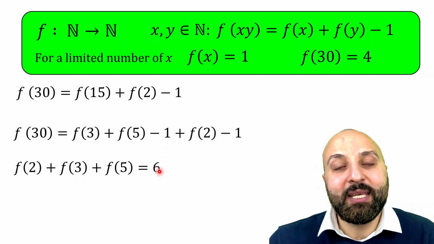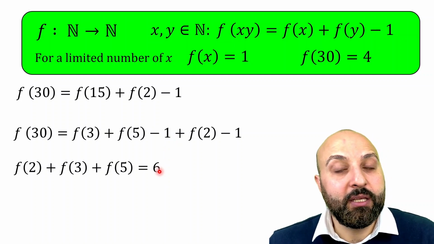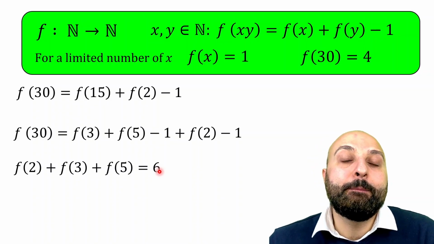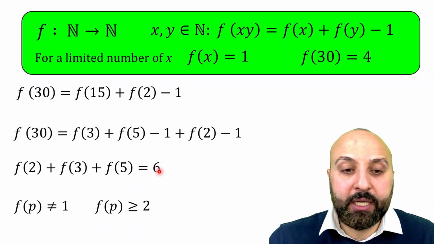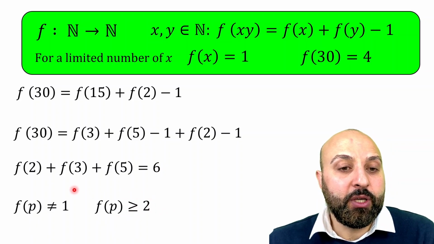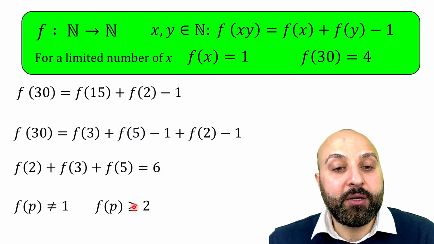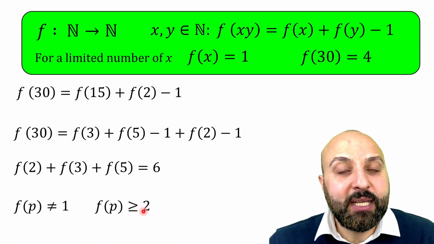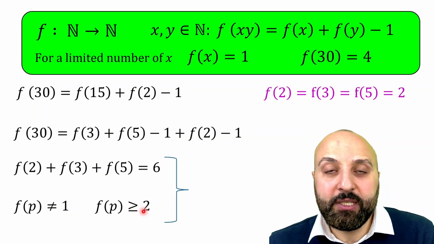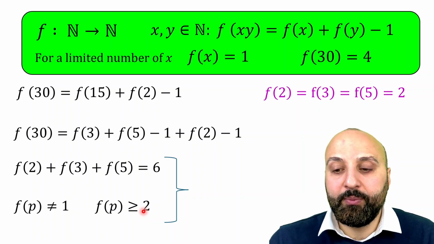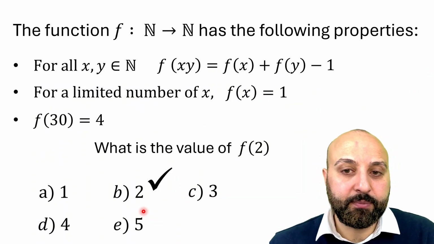But we know that f of any number cannot be equal to 1 if the number is larger than 1. Therefore, f(p) has to be larger than or equal to 2. Okay, so if we know that f(2) plus f(3) plus f(5) is equal to 6 and all of them are equal to or larger than 2, it means that all of them are equal to 2. That means f(2) is equal to f(3) is equal to f(5) is equal to 2. Therefore, the correct answer will be option B.